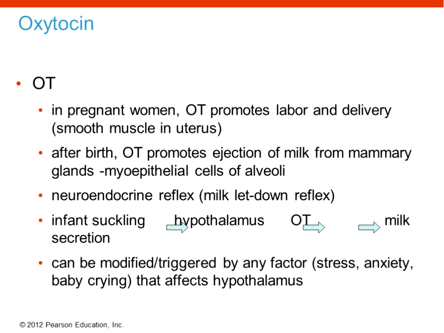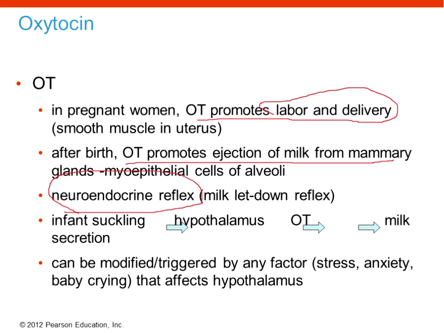Okay? Oxytocin is the second of the 2 hormones released from the posterior lobe of the pituitary gland. Oxytocin is going to be a really important hormone we're going to talk about in reproduction and development. In pregnant women, oxytocin promotes labor and delivery. It stimulates the smooth muscle of the uterus to contract. And in afterbirth, oxytocin also promotes ejection of milk from the mammary glands.